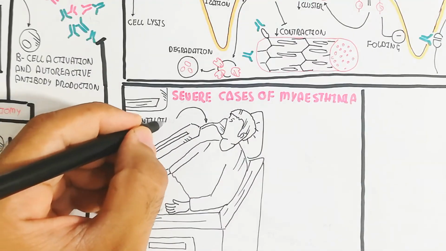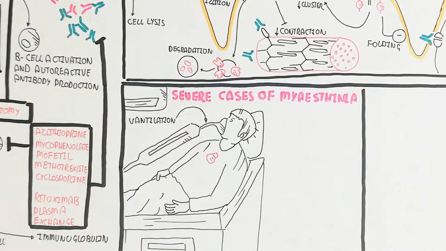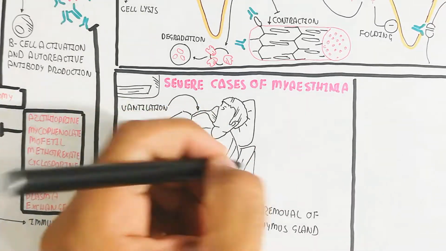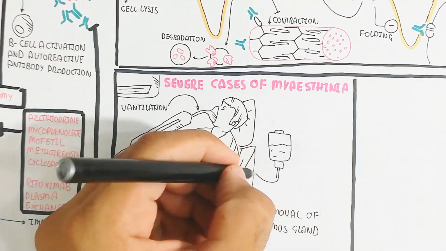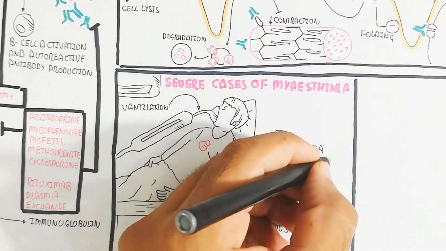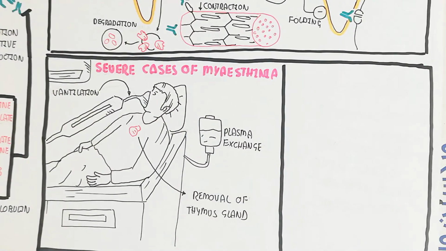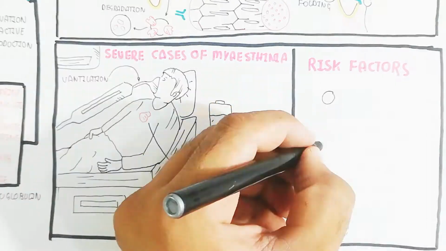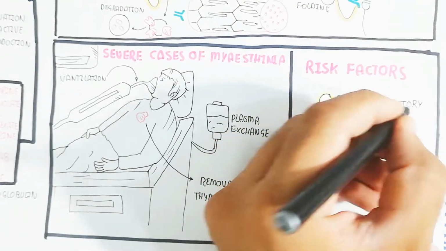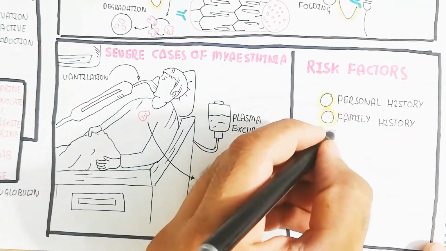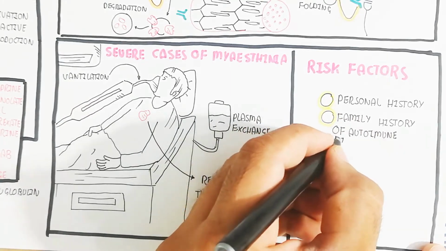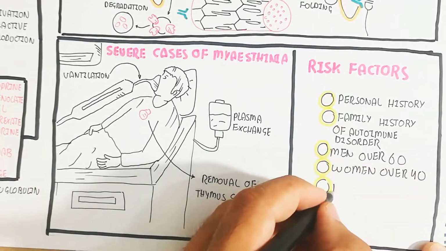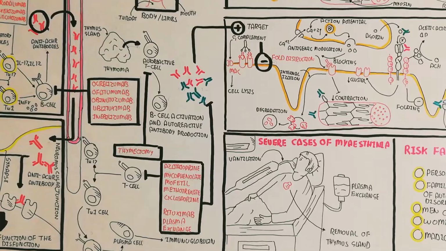So let's understand the severe case of myasthenia. In this severe case the patient should be ventilated with artificial ventilation, plasma exchange can be done, and the thymus gland can be removed by surgery. The risk factors can be personal history, family history of autoimmune disorder, men over 60, and women over 40. And medication can also be a problem causing myasthenia gravis.